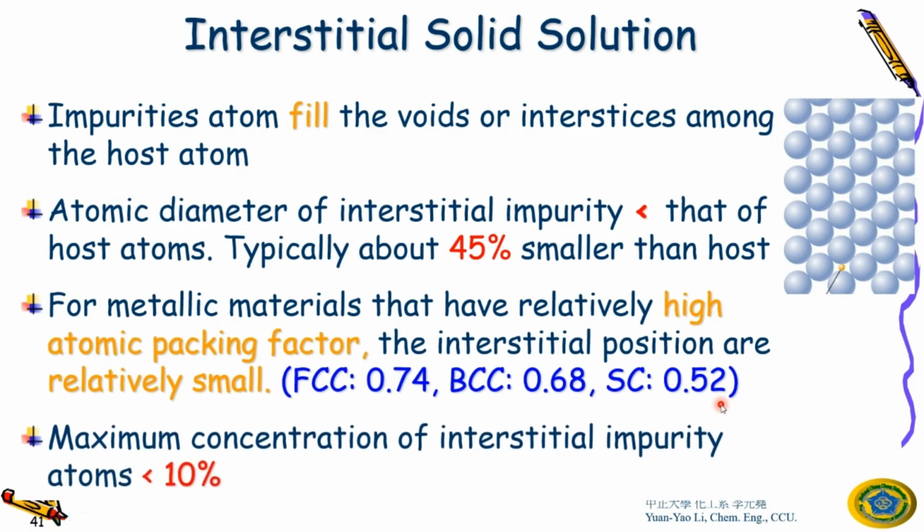However, even though you have 50% empty space in your structure, you cannot fill up 50% of the space in the crystal structure. Instead, the maximum concentration of the interstitial impurity is less than 10%. Again, although you have about 50% empty space in your crystal structure, you cannot put a lot of atoms into this structure. The maximum is less than 10% of the space you can fill up with interstitial atoms.